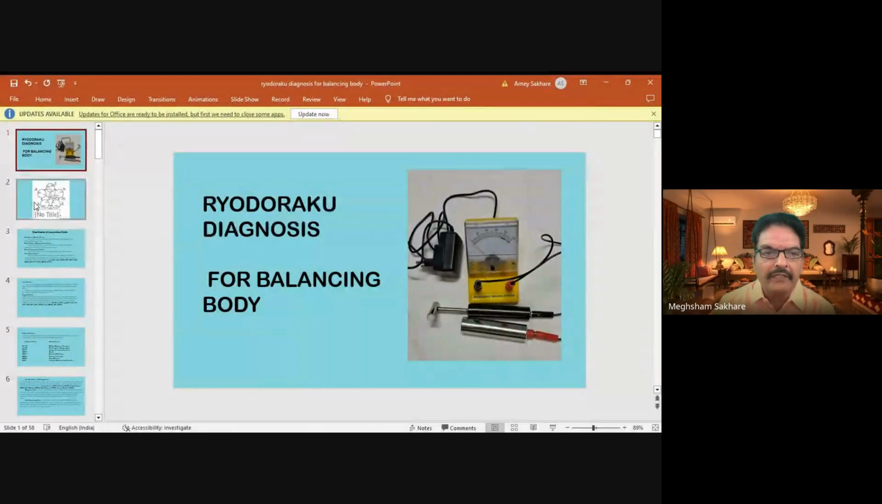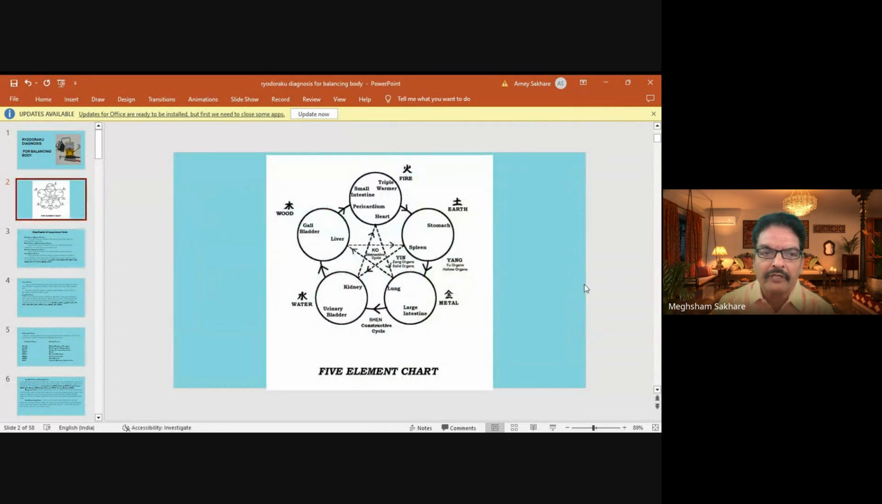Friends, I am today showing you how to diagnose with the Rodoraku system and how to use different techniques of acupuncture points after diagnosing with the Rodoraku imaging system. Here is the diagnostic device of the Rodoraku system. This depends on the 5 elements theory, and you must remember the 5 element theory at all times.